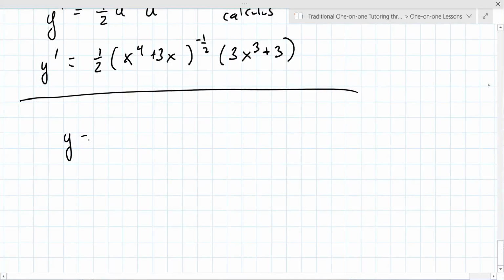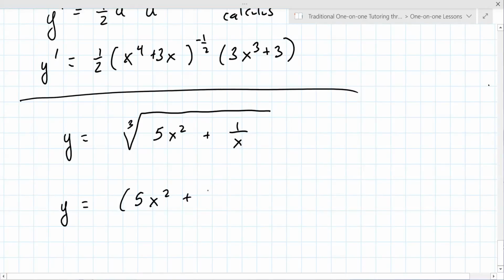All right, so let's try another one. Let's say y equals the cube root of 5x squared plus 1 over x. Okay, so the first step is y equals... The cube here means it's to the 1/3 power. Yes, the cube root.